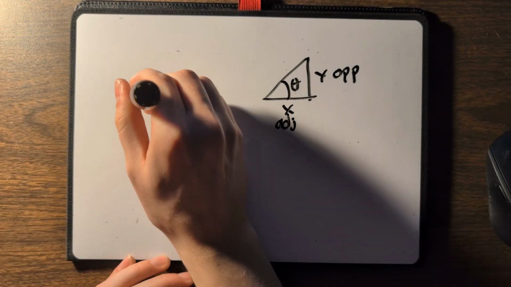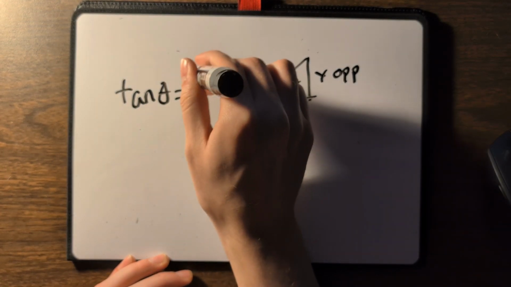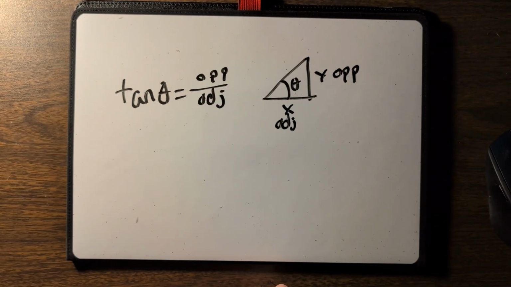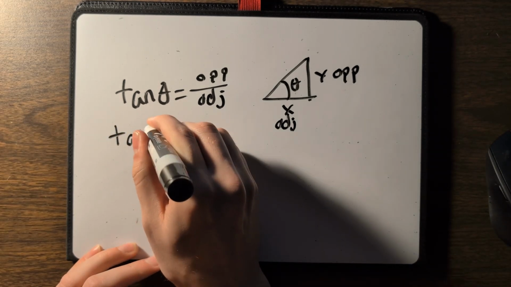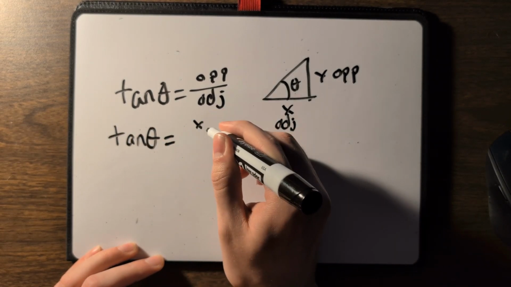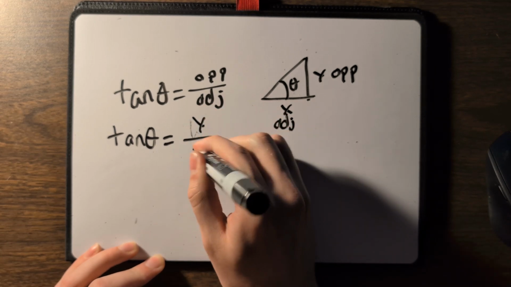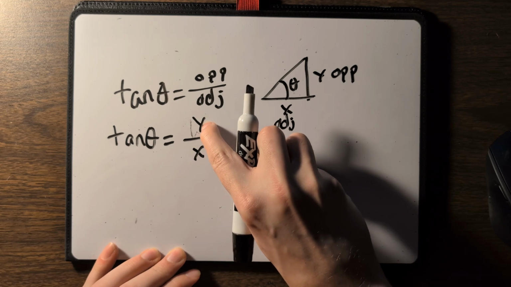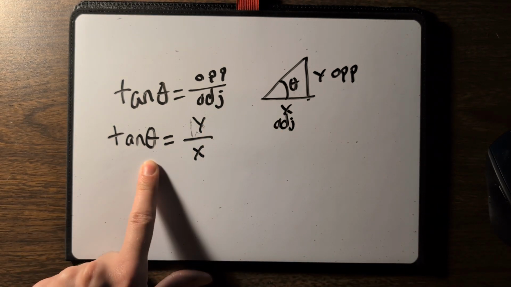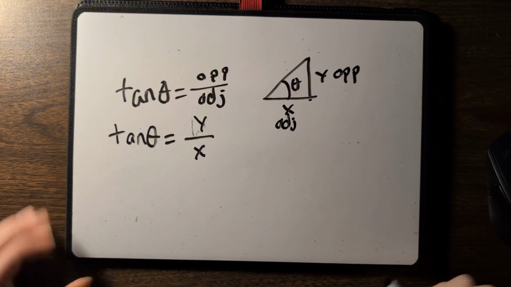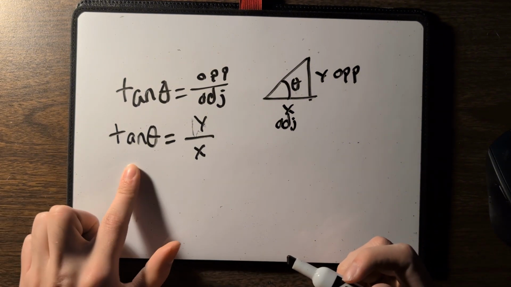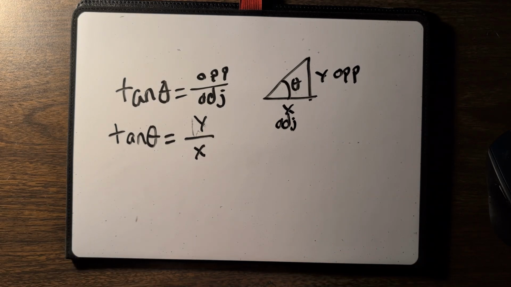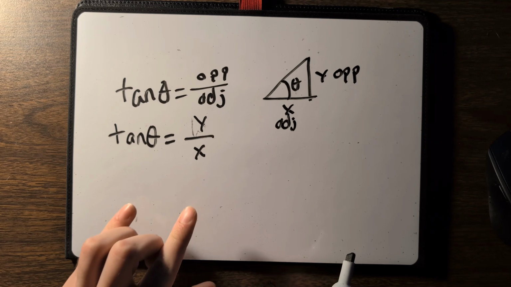So if you say tangent theta equals opposite over adjacent, which means that tangent theta equals y over x. But we're trying to solve for theta. Now, how do we do that? Well, we can't just divide tangent to the other side. That's not really how trig functions work. But we can take the inverse tangent of both sides.